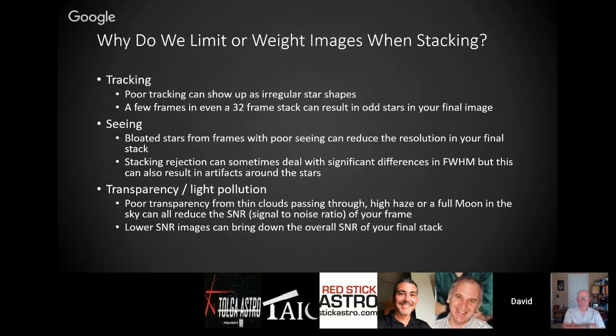So why do you limit or weight images when we're stacking? There's some common things that occur. If you have tracking issues, maybe you had a really gusty night and you see some bad tracking from the wind pushing the scope around, or maybe you're having a gearing problem with your mount. These can show up as irregular star shapes. They can sometimes show up as double images where you see the stars in there twice everywhere. Those sorts of things can really affect the final result.